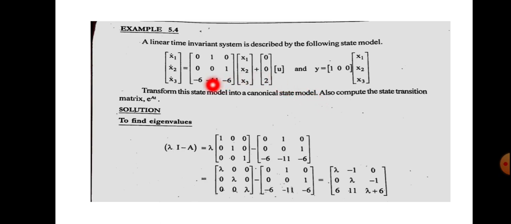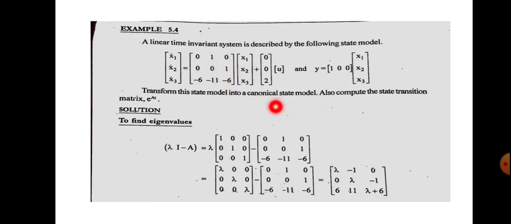See, in the previous video we have discussed the transformation to canonical form state model. So here in the question you have been given x dot equal to A into x plus B into u. u is the input. These are the state variables. So now you can write A from here. You got the information from the question.